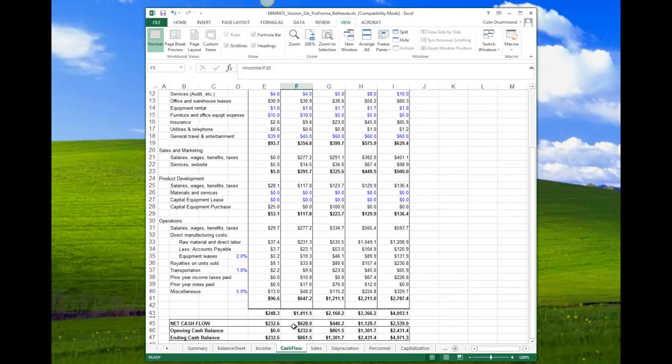So we wanted to keep a positive cash flow. So that's a net cash flow balance, and we can see that our ending cash balance was positive. So one more time, let's go through this really quickly.